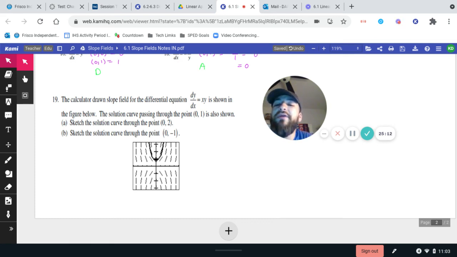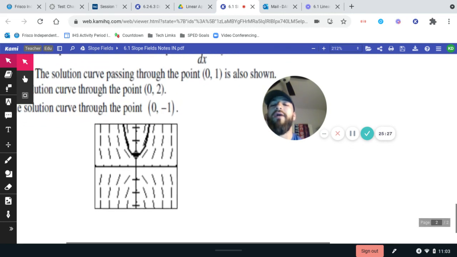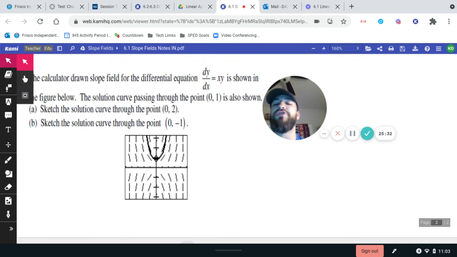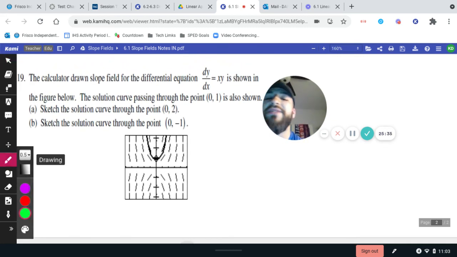So for number 19, the calculator drawn slope field for dy over dx equals xy, x times y, is shown in the figure below. So this is our slope field. The solution curve passing through the point 0, 1 is also shown. So notice they did the same thing I've been doing. They already drew you the solution through the point 0, 1. So they want us to sketch the solution curve through the point 0, 2. And I'm going to sketch that curve in green. So 0, 2 would be this point right here. So I'm just following the slopes. So whoop, like that. That's a point on the AP exam. Man, that's an awesome FRQ.